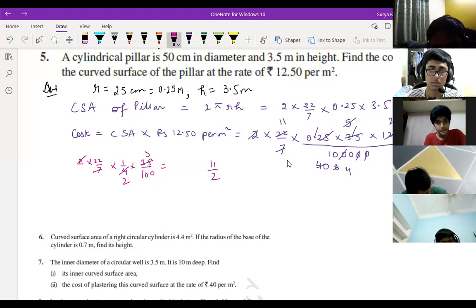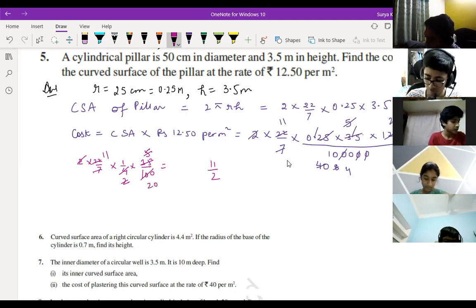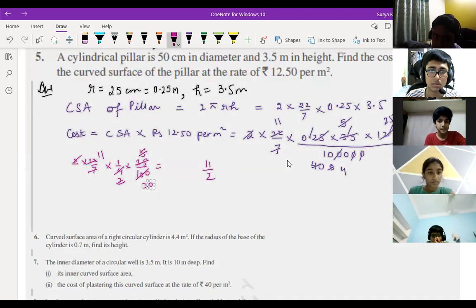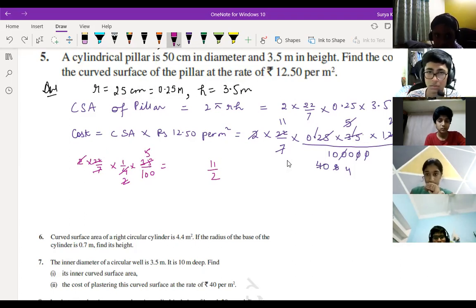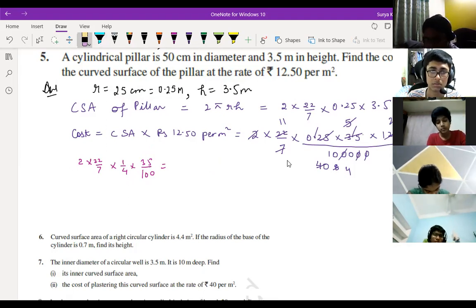7 5s are 35. Sir, how did you get that 1 by 4? 25 by 100 is 1 by 4 only, not a problem. Now 2 11s. 11 by 2 is 5.5 only. Yes, sir, I also got 11 by 2, which is 5.5, and 5.5 into 12.5 is 68.75. But I'm getting 11 by 20 here. How did you get 5.5? Yeah, 5.5 only you should get actually. But I think I am making a mistake somewhere.